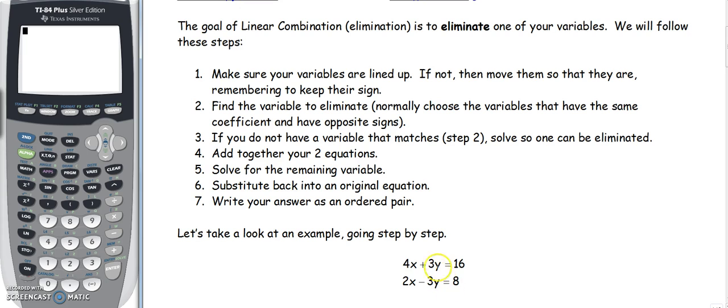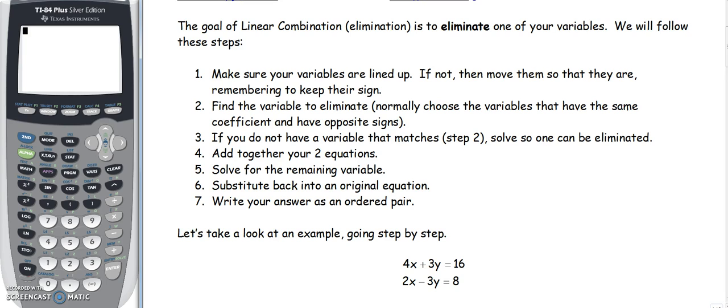So if you look at the example at the bottom, notice your x's are lined up, your y's are lined up, your equal signs are lined up, and your answers. Okay, the biggest thing is that your equal signs are lined up and that you have both x and y on the same side of that equal sign.